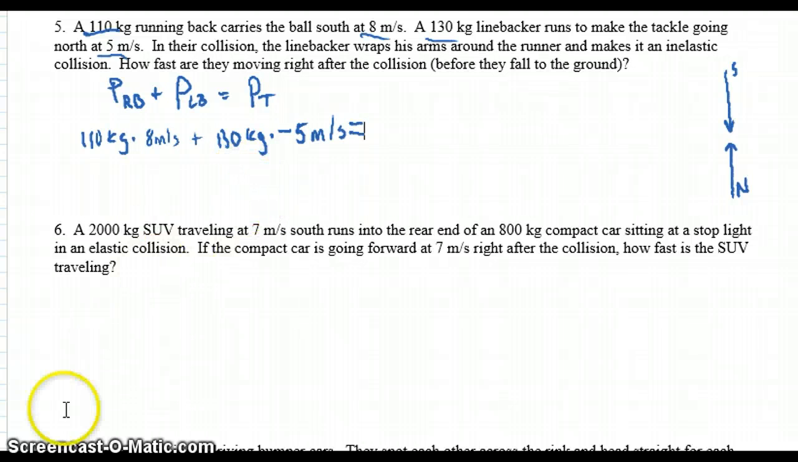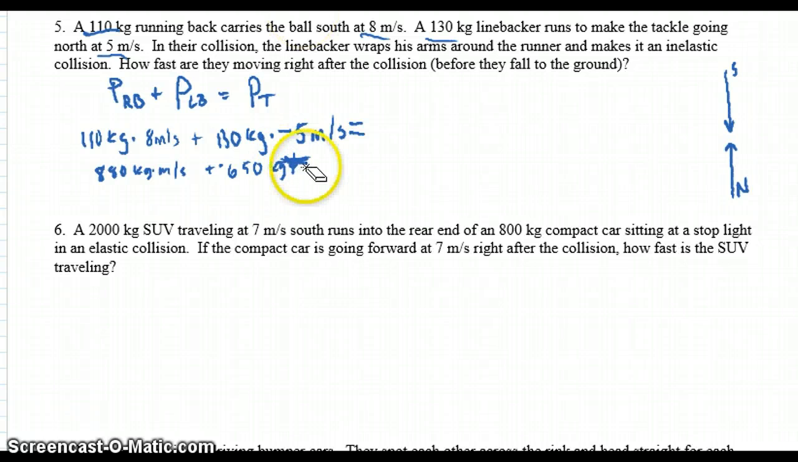We'll go ahead and simplify and solve this equation. So these multiply together to get 880 kilograms times meters per second, plus this will be negative 650 kilograms times meters per second. Just clean that up.